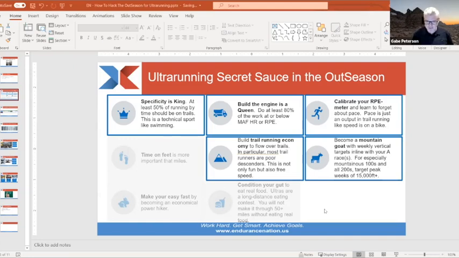And then probably the last one, but maybe the least important of this list, is the idea of becoming a mountain goat, getting that vertical in. Here, you're definitely not going to do a 15,000 foot vertical week in the out season, but you still want to get maybe 3, 4, 5,000 feet of vertical a week. So you're practicing climbing, and I think more importantly in the out season is practicing descending, capturing that free speed.